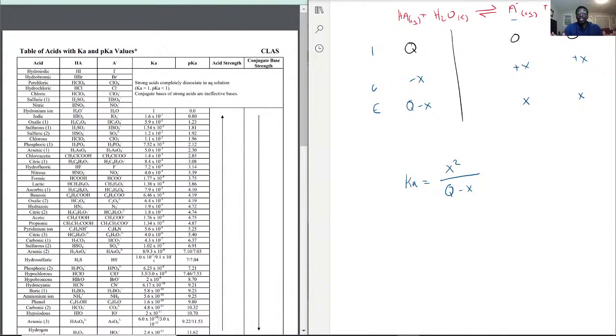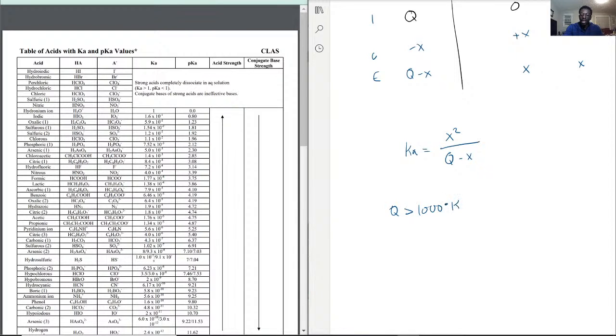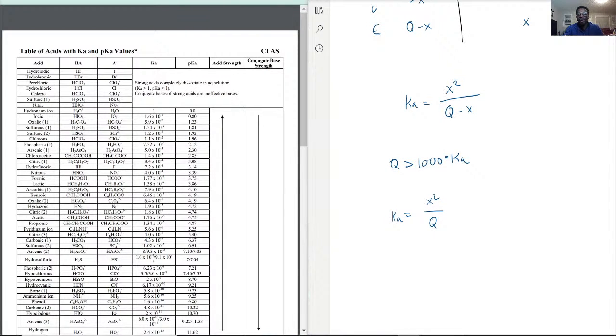It is a shorthand, but you can only use it in specific conditions. If the concentration that you're working with is 1,000 times bigger, so if Q is 1,000 times Ka, and it's arbitrary, but that's what they chose, then the change of Q is so insignificant that it actually turns into just this: Ka is equal to X squared over Q.